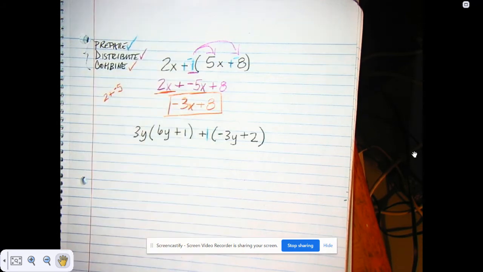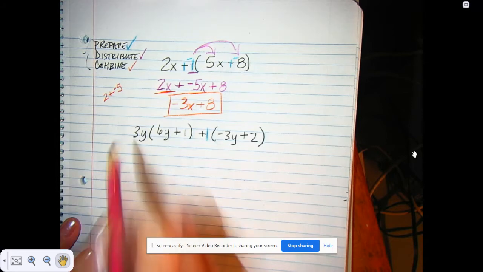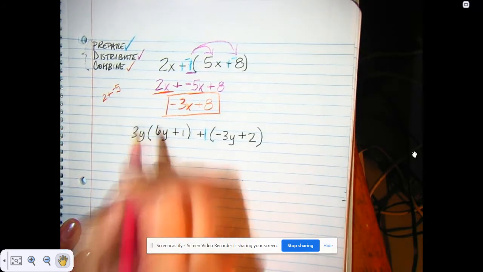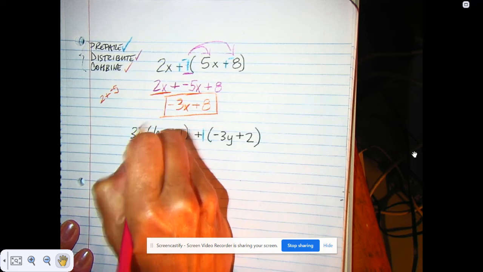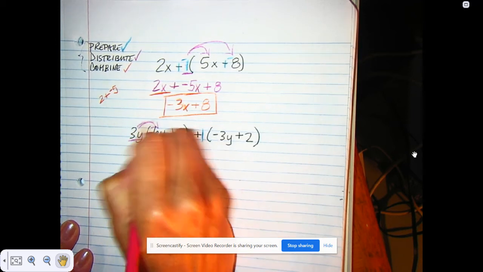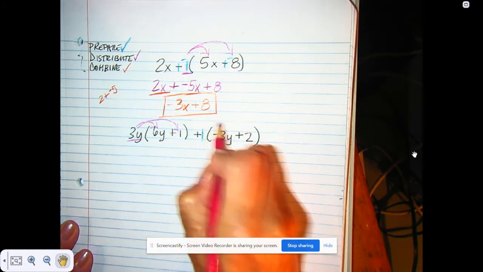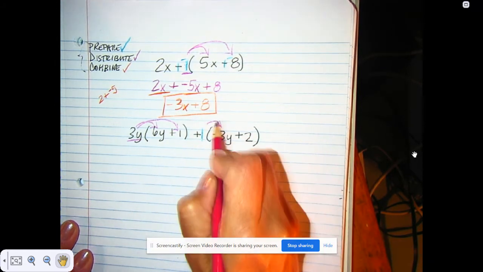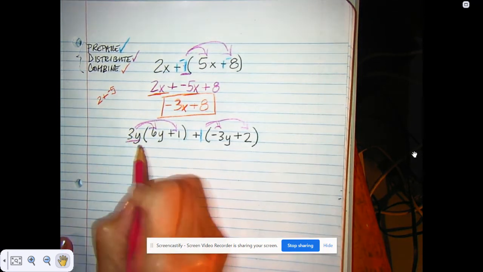Check. Next step, distribute. So if I have any parentheses, I have to multiply whatever's on the outside to every term on the inside. So I have this 3y here. It has to be multiplied to the 6y and to the 1. I also have this 1 that's going to have to be multiplied to the negative 3y and the 2. Okay, so let's go ahead and multiply.